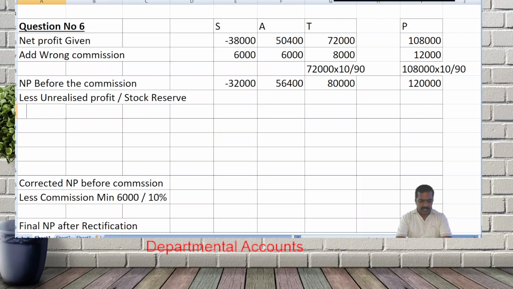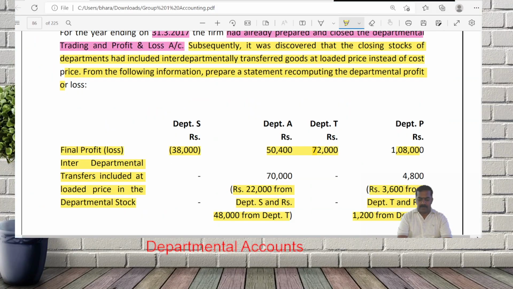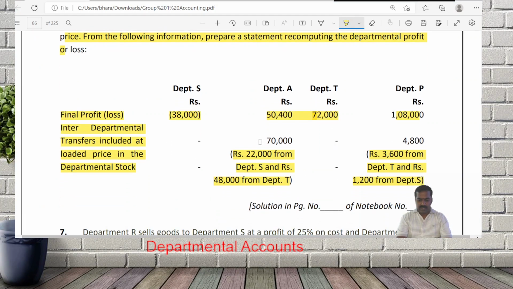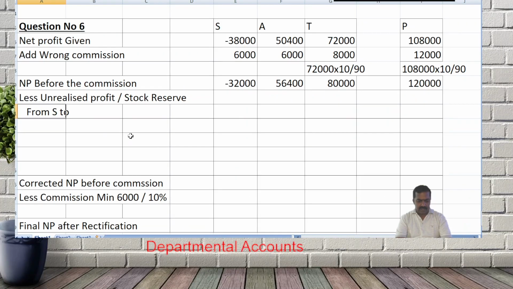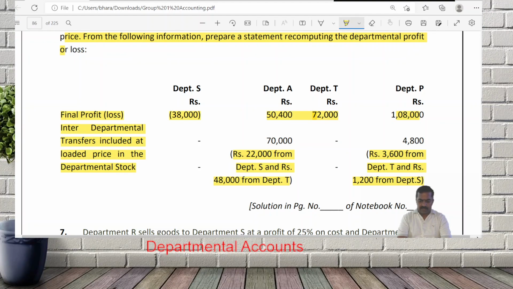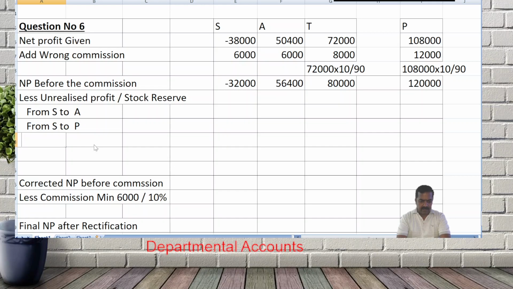Remember, stock is transferred from S to whom? See in the stock adjustment: S to A, S to B, S to P, then from T to A, and T to P also it is there.